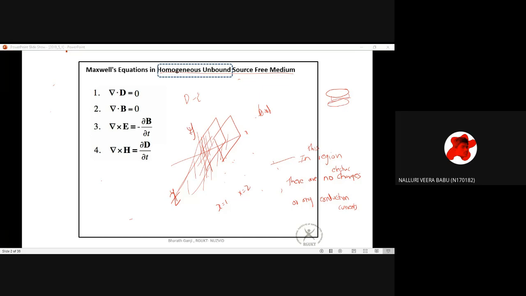Same medium. Homogeneous means at every location the medium is the same.